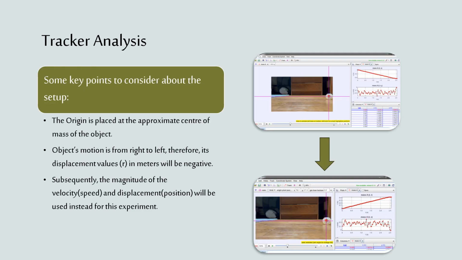Moving on to the track analysis, some key points to consider about the setup is that the origin is placed at the approximate center of mass of the object, as illustrated in the image on the right. Secondly, the object's motion is from right to left, as illustrated in the previous slide, which therefore implies that its displacement values are going to be negative. Subsequently, the magnitude of the velocity, which is the speed, and displacement, which is the position, will be used instead for the rest of this experiment.